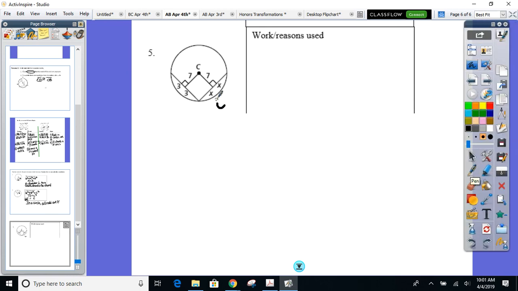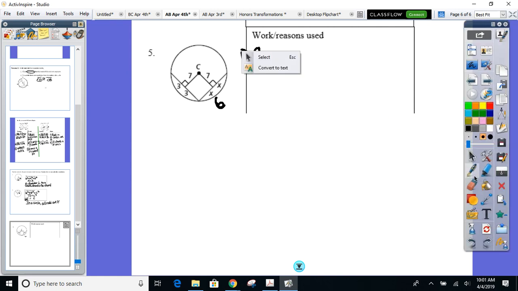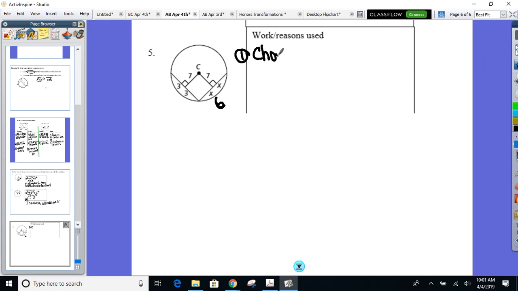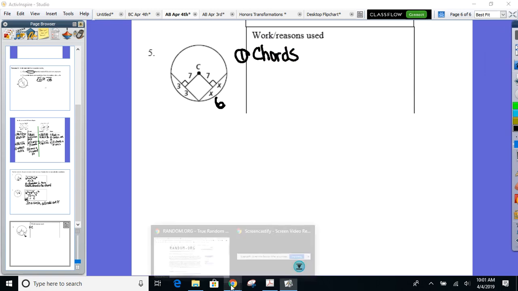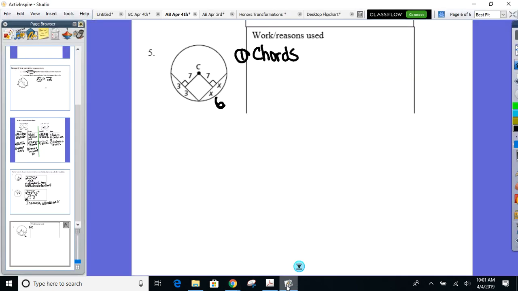Let's get that theorem down first before we get the final answer. So how do I know it's 6? Chords. I'm going to force one of you guys to do it. Chords. What's the theorem say? Why is that 6? Chords. Use the big boy, big girl word. There you go.